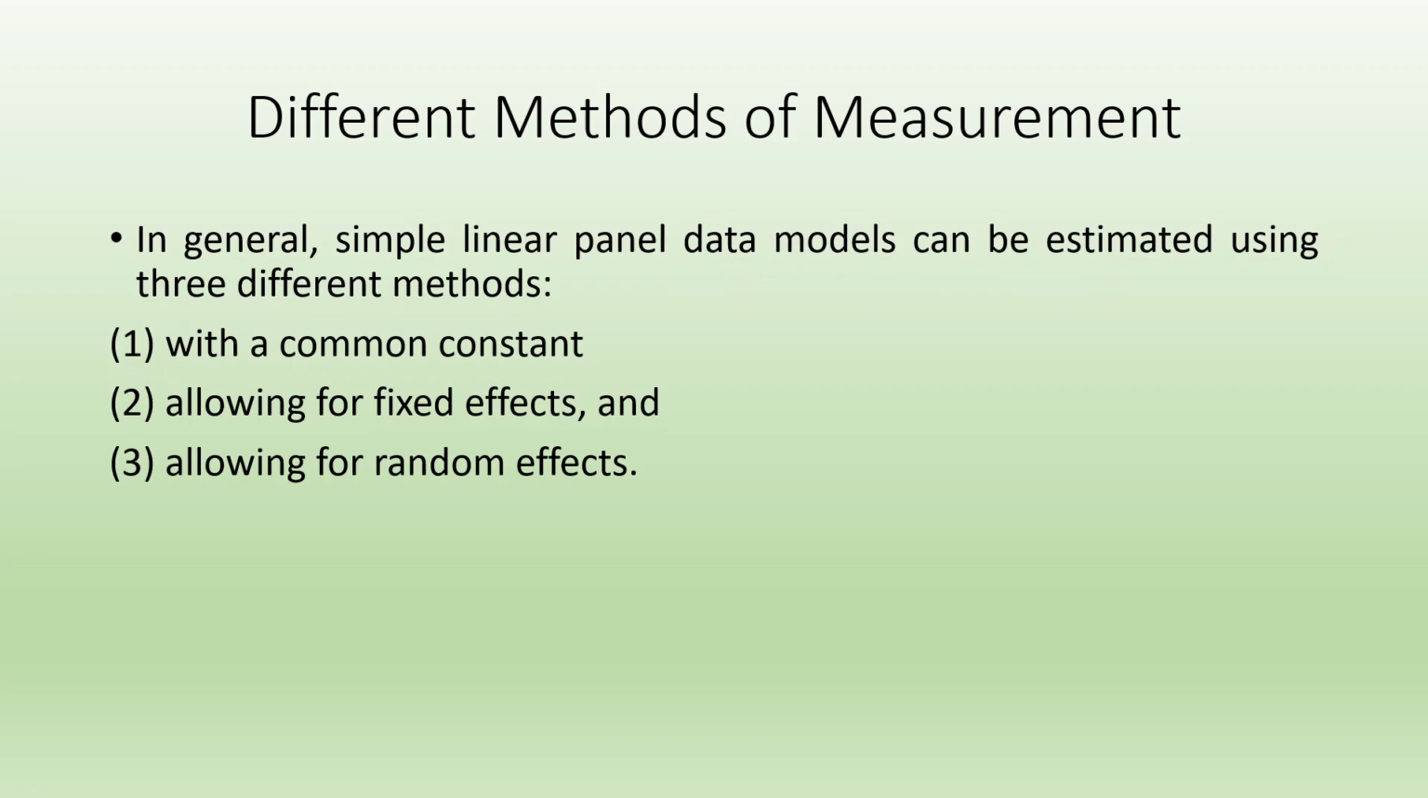In general, the simple linear panel data models can be estimated using three different methods. One, with a common constant. Two, allowing for fixed effects. Three, allowing for random effects.